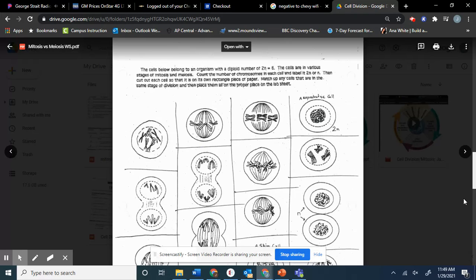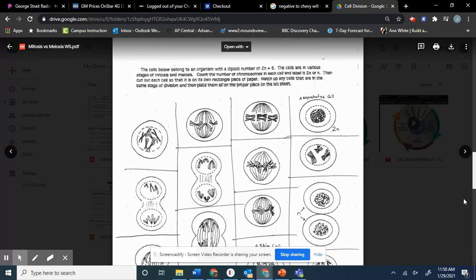Then, as we said, as you cut them out, you're going to put them on this sheet. Mitosis: here's interphase, prophase, metaphase, anaphase, telophase, and so on down the line. And there are a thousand ways to skin a cat when we go through this, meaning there are multiple ways you can do this. You could cut them all out, find all the prophases, all the metaphases, all the anaphases, all the telophases, and then split them up from there. You could also find all my mitosis, all my meiosis 1s, all my meiosis 2s, and then split them up from there.